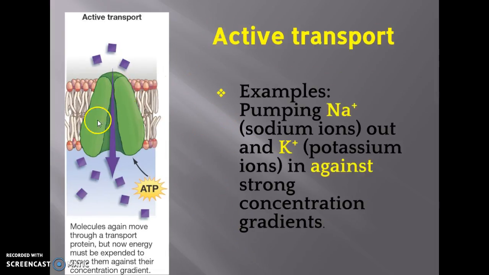Some examples of where we're going to see active transport in our cell is pumping sodium and potassium. There's a specialized protein pump called the sodium-potassium pump. And this is responsible for our muscle contraction and for sending nerve impulses. And in this case of the sodium-potassium pump, we want a concentration gradient. We want there to be a different amount of sodium on the inside versus the outside. So we're going to need active transport to make sure that we keep these ions at a gradient.